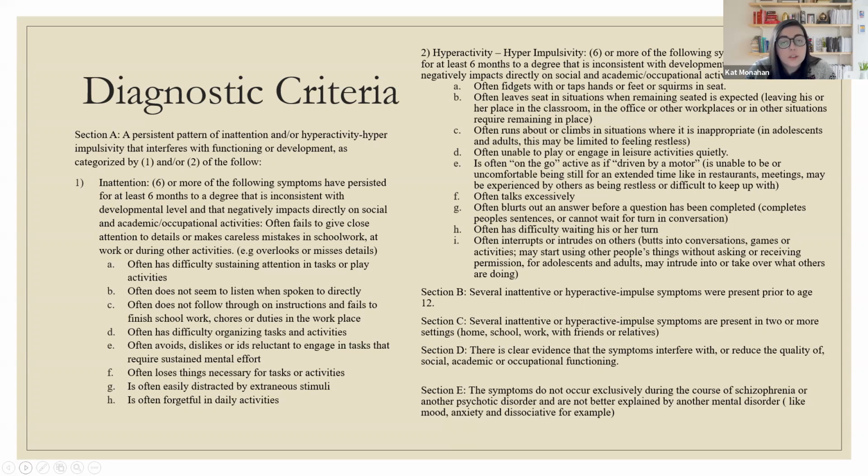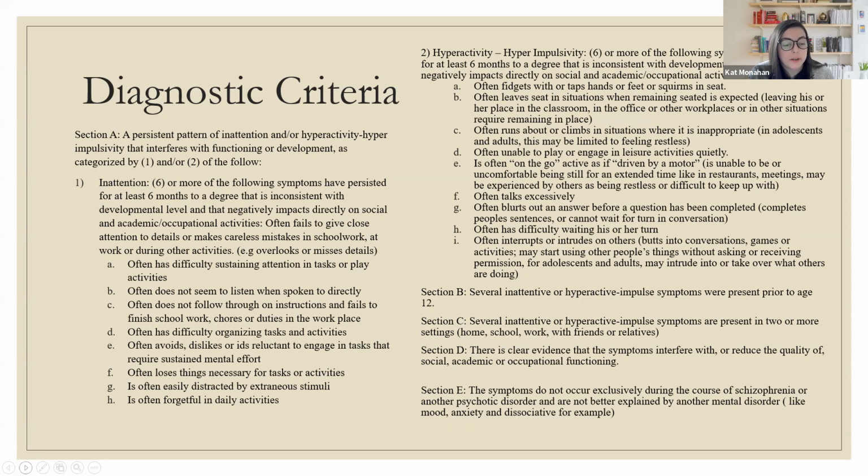So they butt into conversations or games or activities. They might start using people's things without asking them or receiving permission. For adolescents and adults, this may intrude or take over what others are doing.